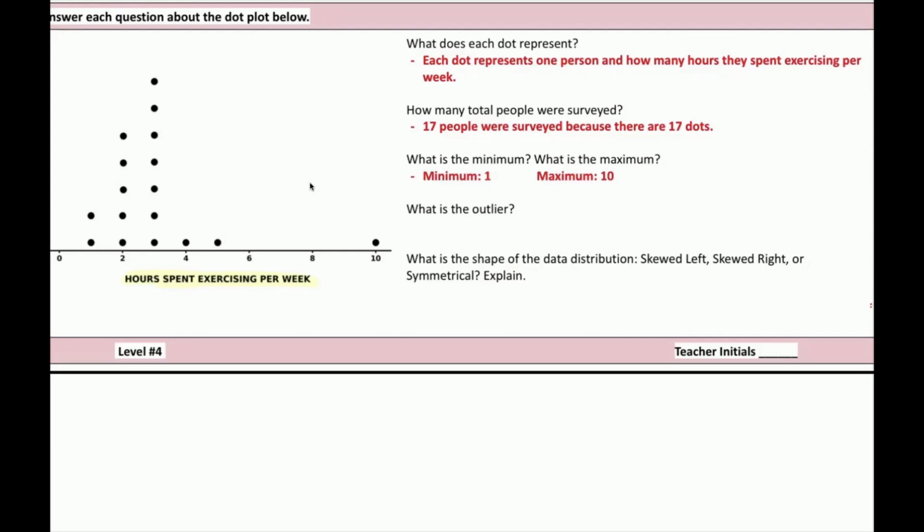Now the outlier, remember the outlier is a piece of data that's left out. So which dot seems furthest away from the rest of the dots? Well, poor old 10 is all by itself. So our outlier is 10.